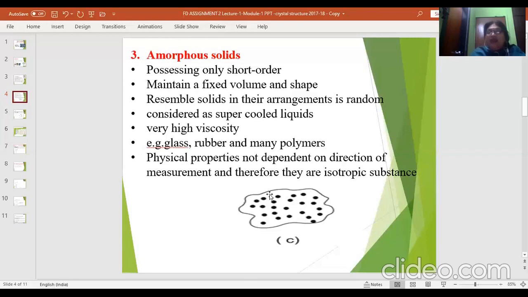very less. They maintain a fixed volume and shape, though, because they come under the solids. They resemble solids in their arrangement in a random fashion, but they are called supercooled liquids. They are highly viscous, and examples are glass, rubber, and many polymers. Physical properties do not depend on the direction of measurement, therefore they are isotropic substances. Again, here there will be random orientation, so they are in the isotropic category.